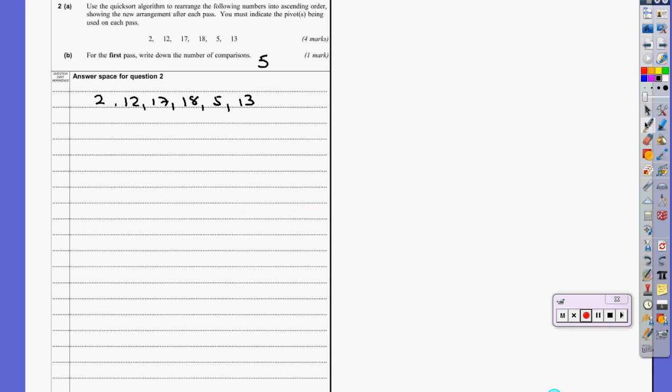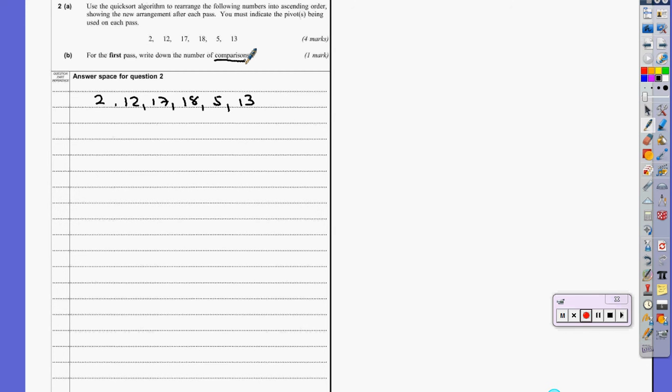Okay, this is June or May 2013, and this is question 2, which is a matching question. So I've written the numbers down originally, and we've got the numbers written down. They want to know the past comparison. Well, they only want to know the number of comparisons in the second part of the question.